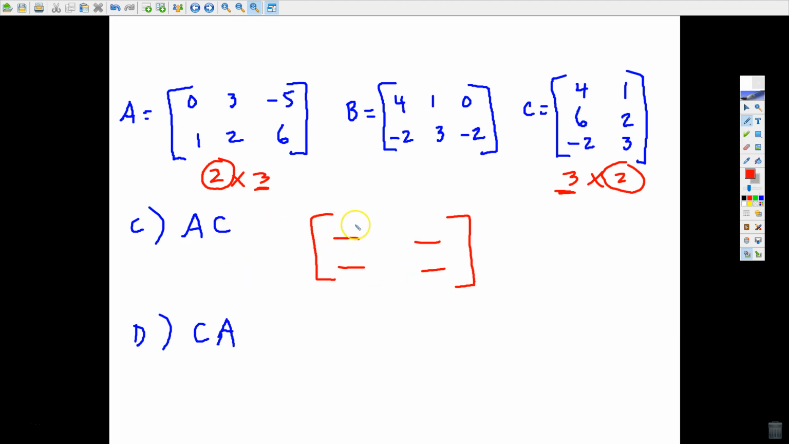So it works like this. To get this top left product, I'm going to do 0 times 4, plus 3 times 6, plus negative 5 times negative 2. Row times column, and then you're adding up these little products that are formed. So 0 plus 18 plus 10 is 28.